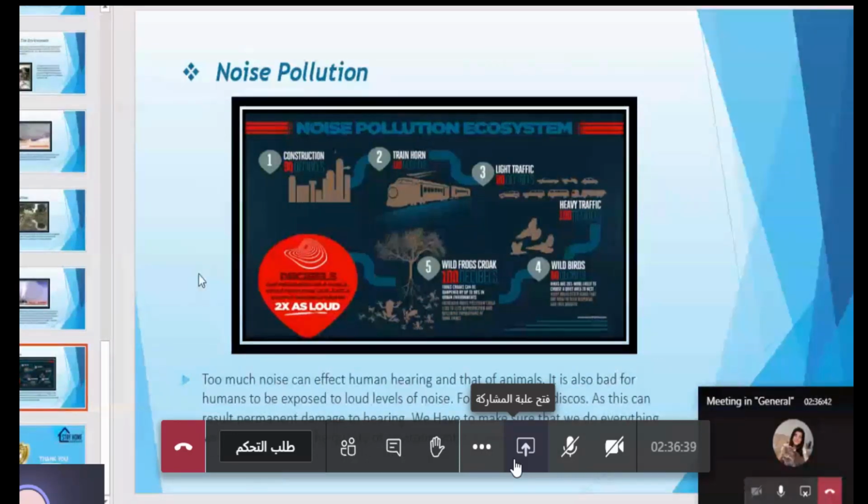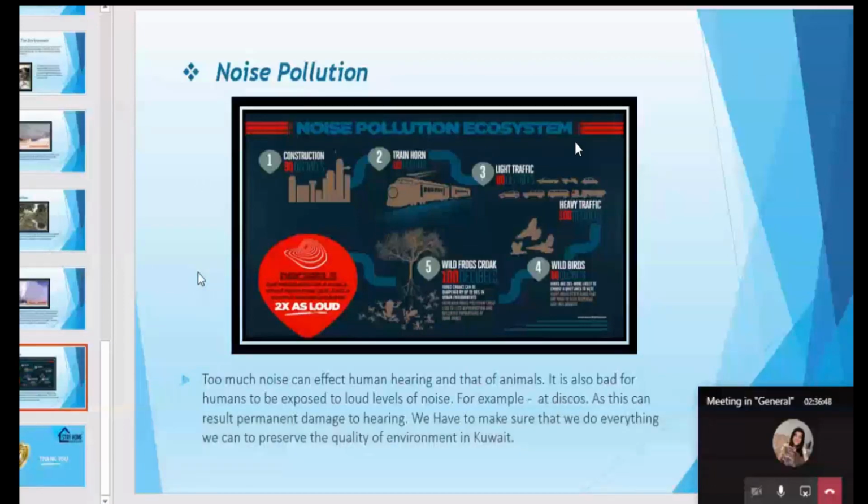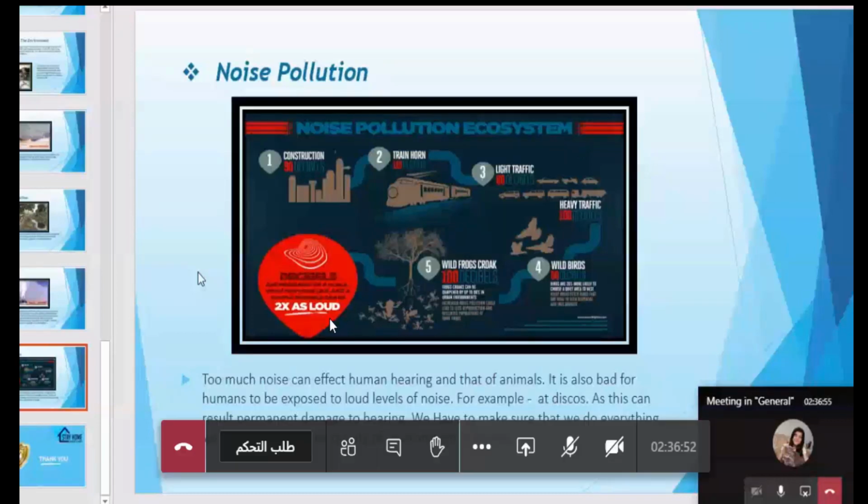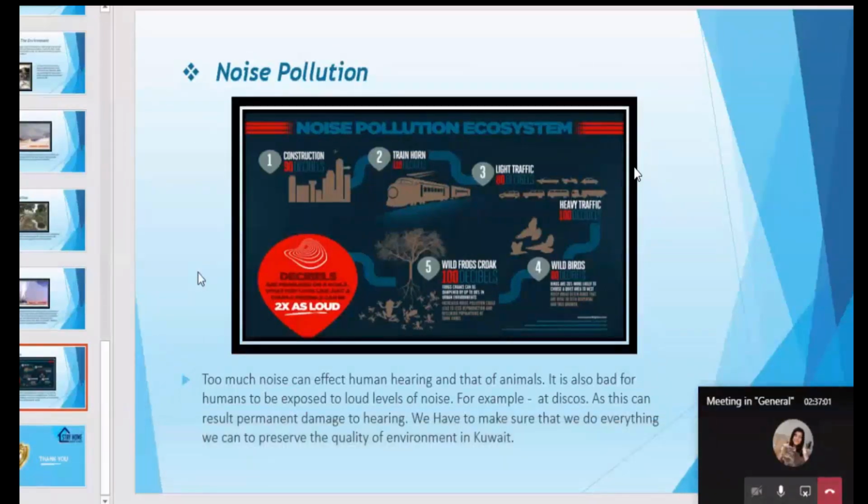Too much noise can affect human hearing. So avoid going to the disco parties. Yesterday I told you we should avoid going to the disco parties. And as a result, what happens is that there is permanent damage to the hearing because the eardrum will be damaged. So we must do everything to preserve the quality of environment in Kuwait.